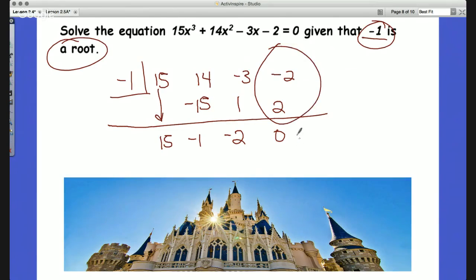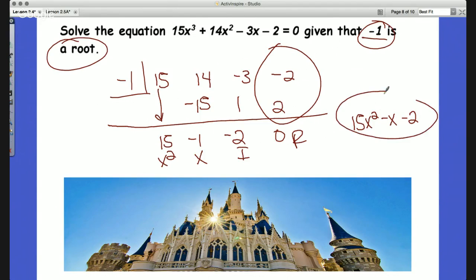Now, if this is 0, that means my remainder is 0. I have it by myself, x and x squared. So it really is 15x squared minus x minus 2. And right there, that's actually what my answer would be. But in this case, they want me to actually solve this equation further.